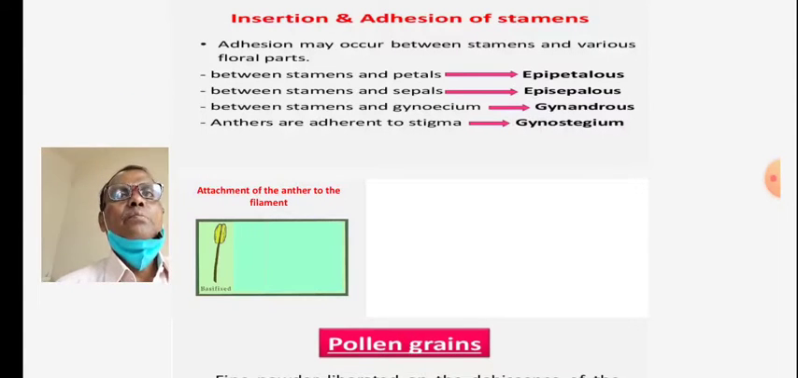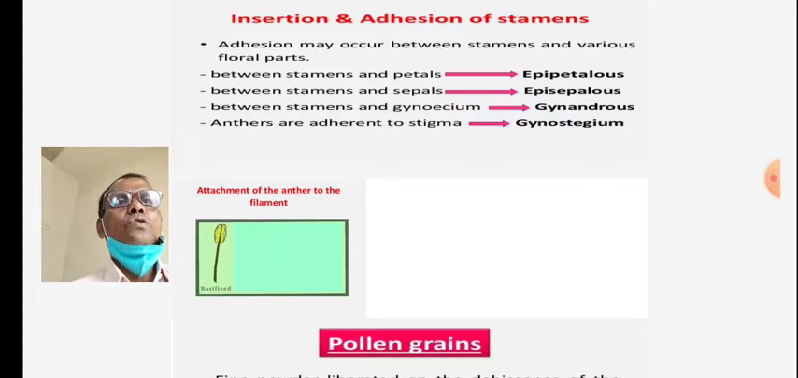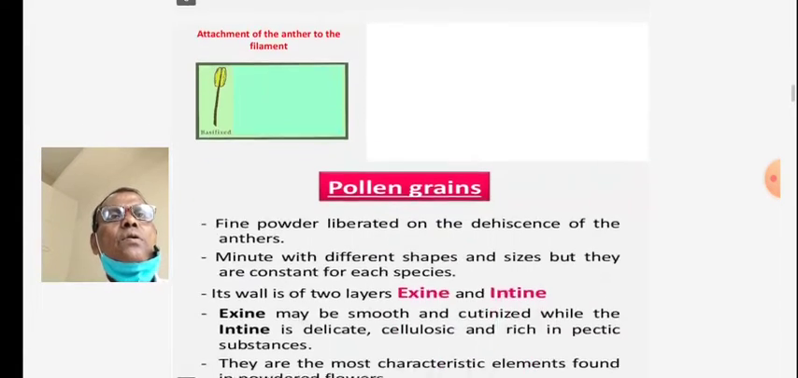Here the main part is the epipetalous stamen, so stamens fused with the petals. Then stamens attached to sepals are episepalous. Then stamens between the gynoecium are gynandrous, and where anthers are adherent to the stigma, it is gynostegium. So this is the one part.